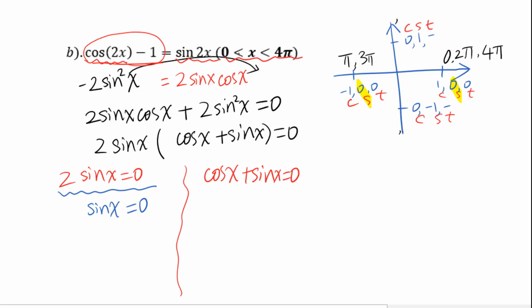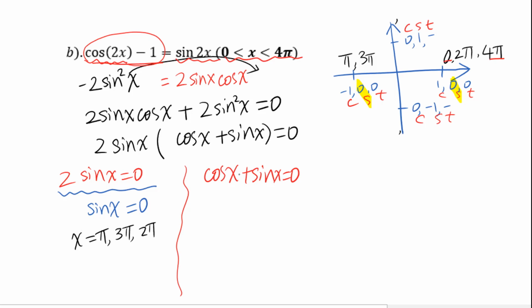Since x is greater than 0 and less than 4 pi, this 0 and 4 pi are not in the domain. So we have 3 solutions: x equals pi, 2 pi, 3 pi.